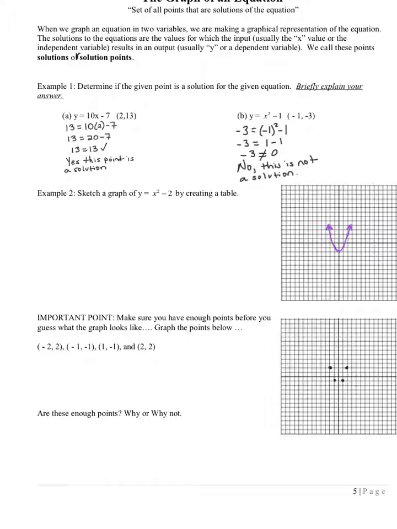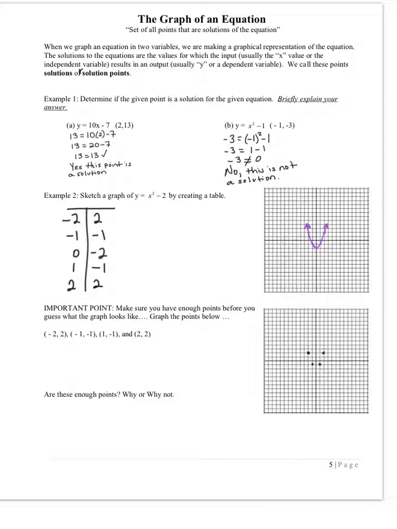In the next example, we're going to sketch a graph of y equals x squared minus 2 by creating a table. Okay, so I created a table, and in my table I used the values negative 2, negative 1, 0, 1, and 2 for my x values. I plugged those x values into my equation for x squared and solved for y. And the results were 2, negative 1, negative 2, negative 1, 2.